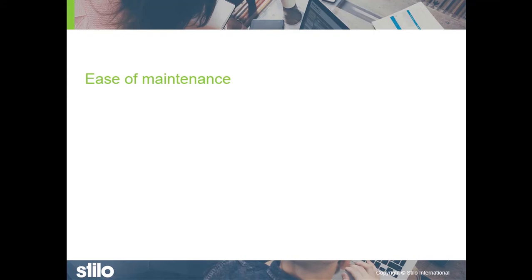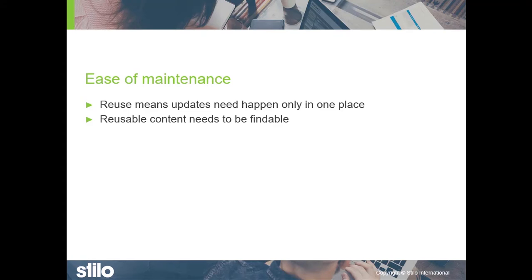So the upkeep of your documents, how easy is that with DITA? Well, because you are reusing things, you need to update things only once. So when you need to update the date on a copyright, for example, you do it once, and that happens everywhere. Of course, you do need to make sure that your reusable content is findable. It's no good having something that can be reused if nobody knows where it is.